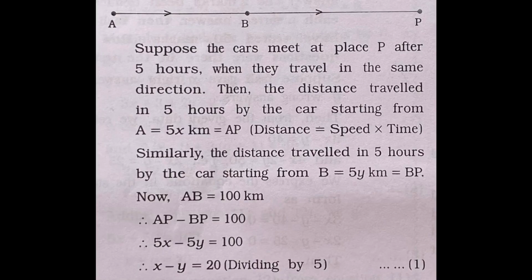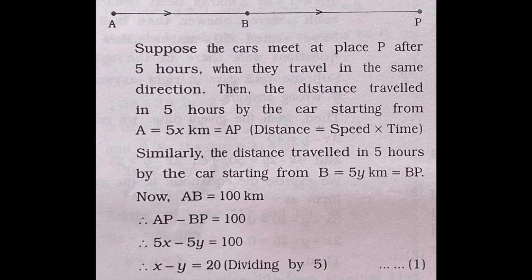Now here in the diagram it is represented that the cars starting from A and from B are traveling in the same direction and they are meeting at point P after 5 hours. So suppose the cars meet at place P after 5 hours when they travel in the same direction. Then the distance traveled in 5 hours by the car starting from A will be 5x kilometer. That is equal to AP.